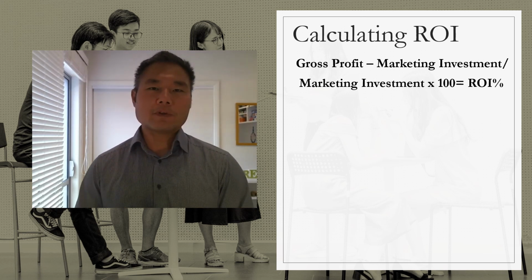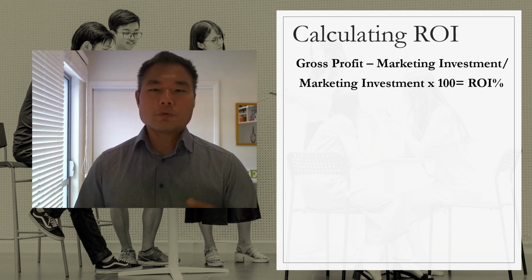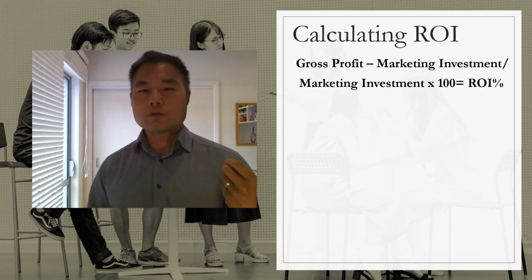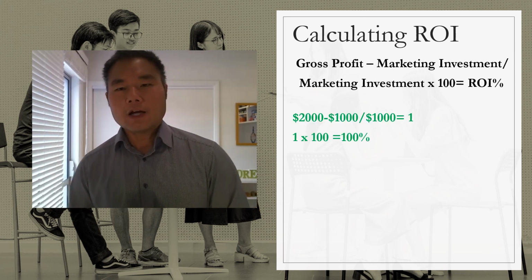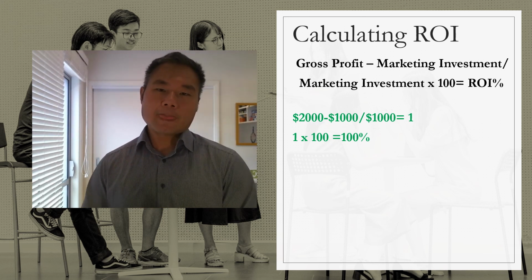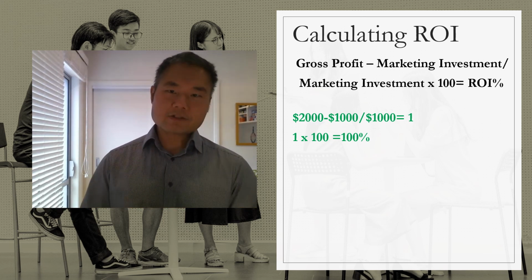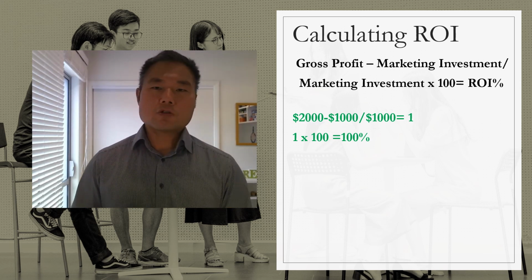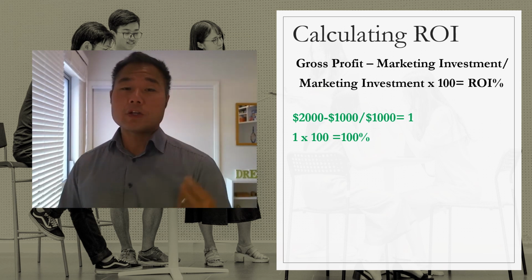So we'll work through a couple of examples here. We'll argue that you're making the same amount of money, just to keep things simple. So let's say $2,000 is what you're bringing in, and in this particular case, you've spent $1,000 on advertising. So 2,000 minus 1,000 is 1,000 divided by 1,000 times 100 gives you 100%. So that means for every dollar you're spending, you're getting $1 back.